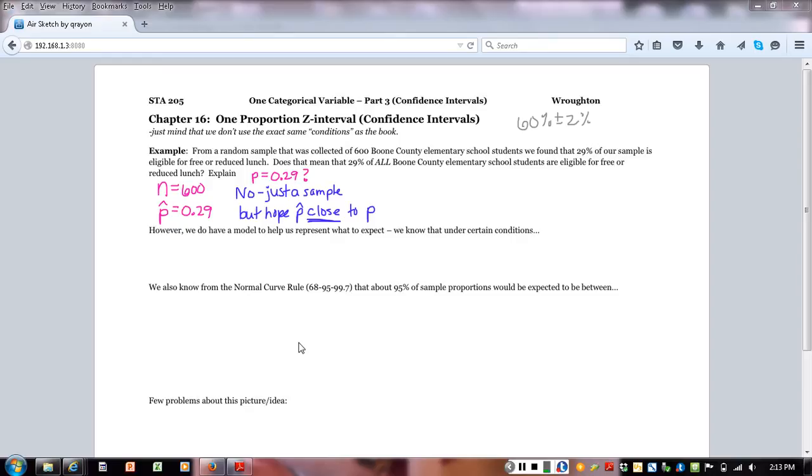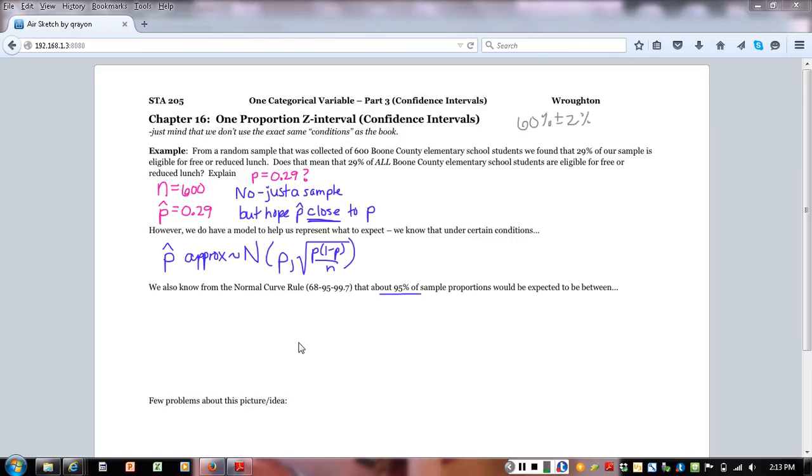So how can we go about doing that? In our one categorical variable part 1 notes, we learned that under certain conditions, p hat, our sample proportion, was approximately normally distributed with a mean of p and a standard deviation of the square root of p times 1 minus p over n. So we had that, and once we knew that was met, we could use our normal curve rule.